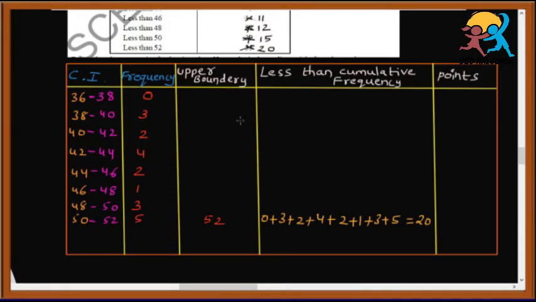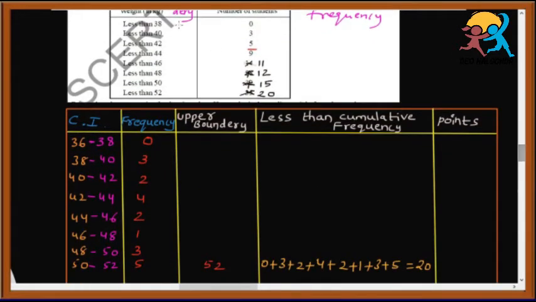So actually no need to fill, because already in the question itself these are all given. So directly we can write all the values. So it is 38, 40 and 42, 44, 46, 48, 50, 52. And below 38, 0 students, so we can write 0 here. And below 40, 3 students, so 3. Next, below 42, 5 students, directly we can write 5. And below 44, that is 9, here we get 9, and next 11, next 12, next 15.